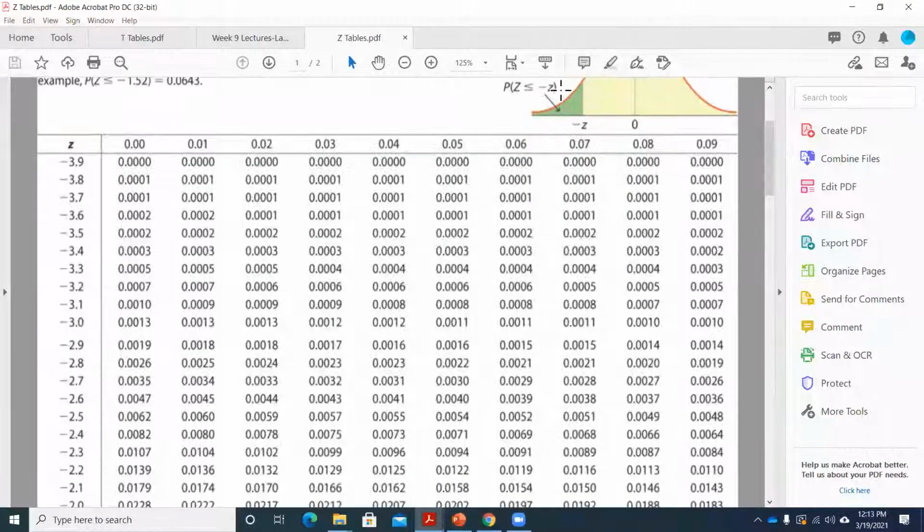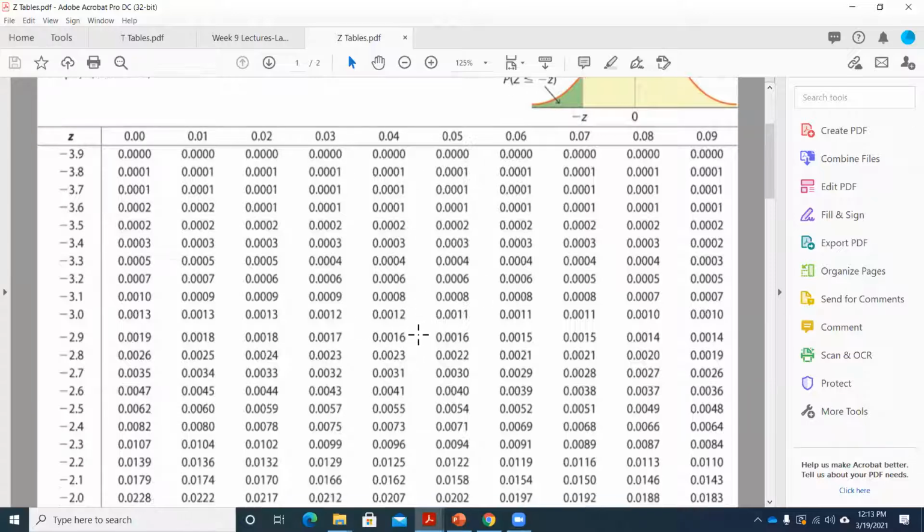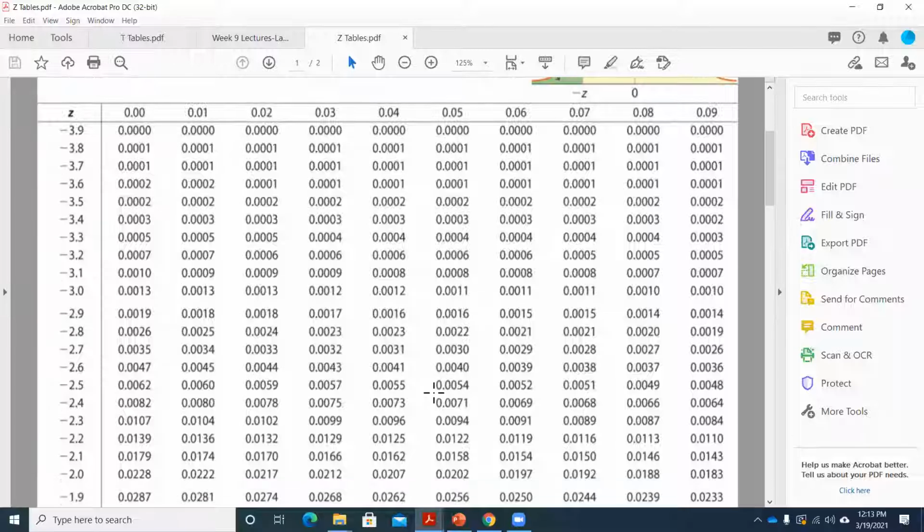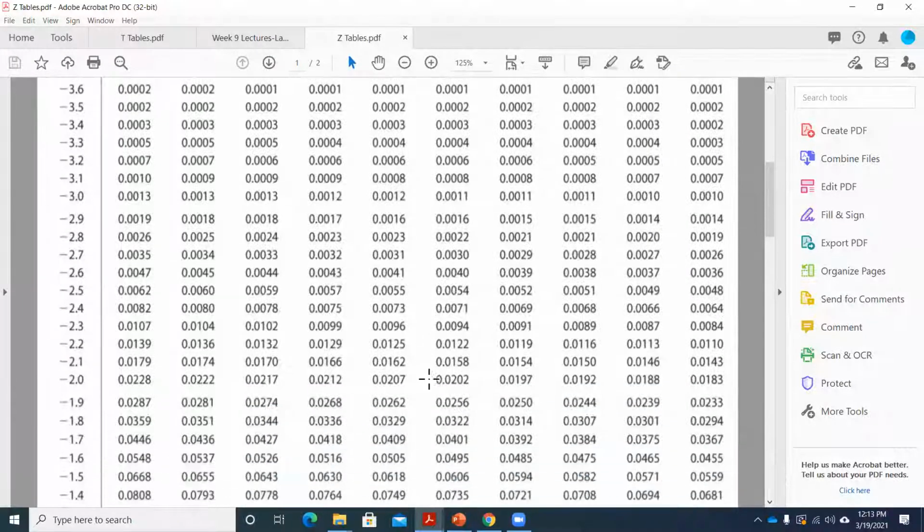So I want 0.05 in the tail, so I'm going to look that value up in the middle, right? Because the Z-scores are what the column and row headings are. If I know the area in the tail, that's the values in the middle of this table. Right? So I start looking, 0.04, 0.05. Looks like I'm in between these two values.